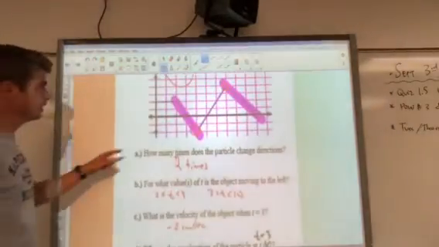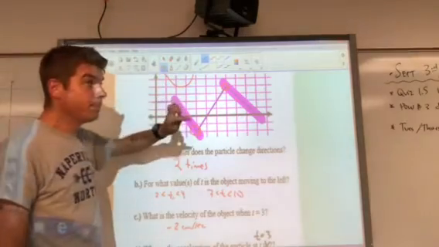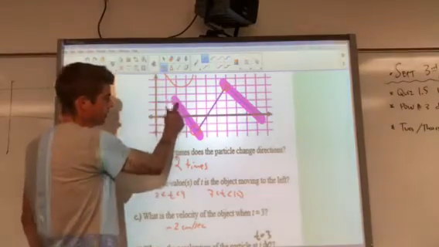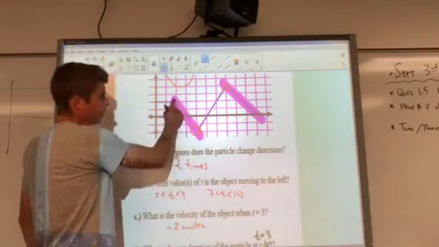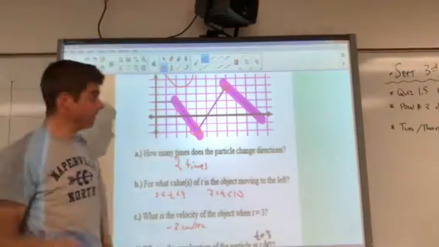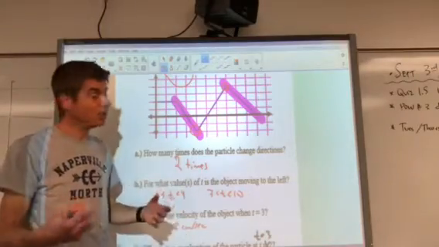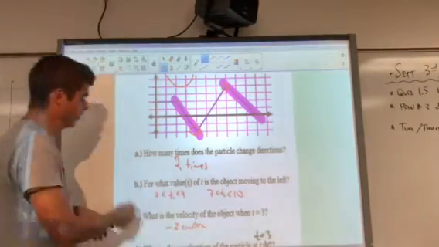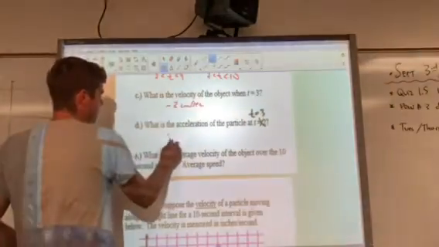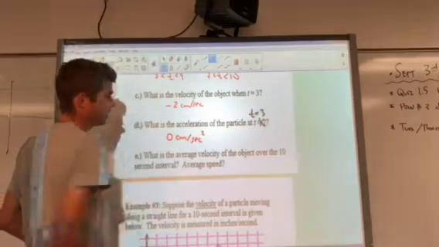Well, the velocity is -2, like we just calculated. And acceleration is the change of velocity. If this is linear, the velocity is constantly -2. So what's the change of the velocity at any point on this interval? It's not changing. So the velocity is constant, therefore its acceleration will be 0. So 0 centimeters per second squared.